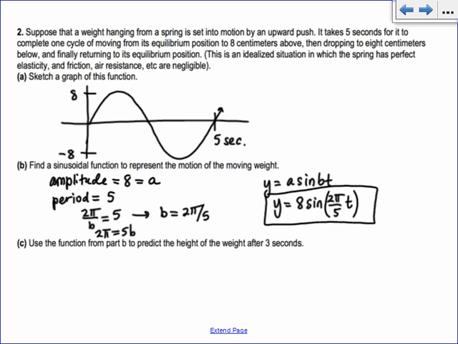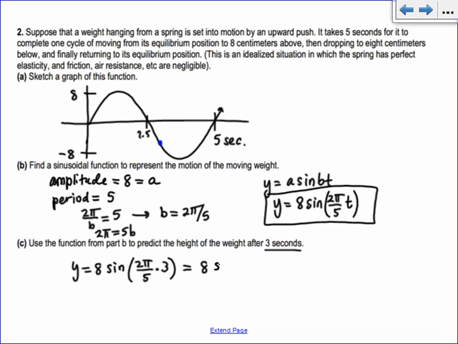So then C says, use the function from part B to predict the height of the weight after 3 seconds. So after 3 seconds, I don't know, based on our graph, where would you think it is? Is it above the axis or below the axis? It's going to be below, right? Because here's 2.5, so I'm going to guess we're somewhere around here. So we want to know what that height is. So what we're going to do is we're going to plug in 3 for what? T, exactly. So we're going to have y equals 8 sine of 2 pi over 5 times 3.